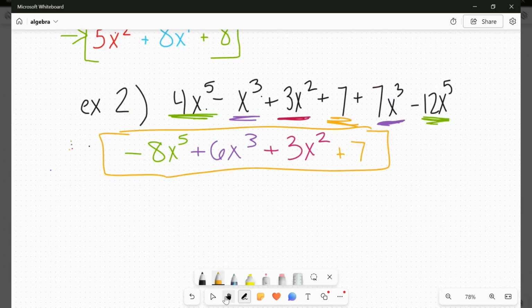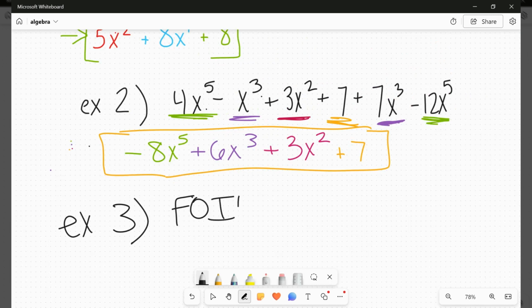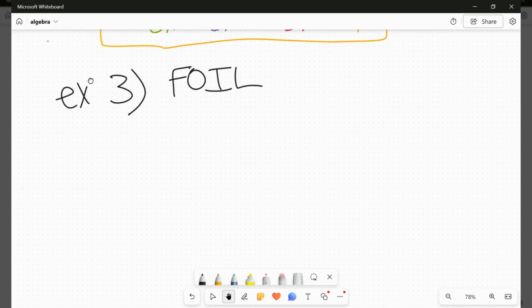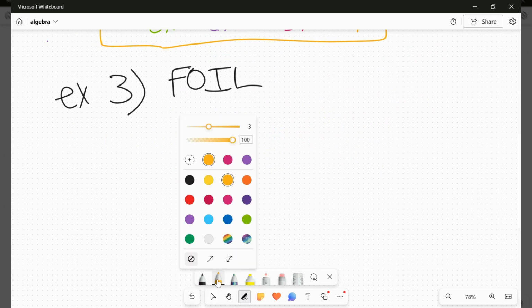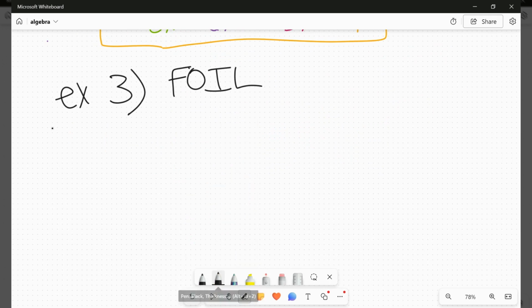Finally, we'll do one more example that's going to be a little bit more involved, and it's going to use another concept that you might be familiar with called foiling. If you're not familiar with what foiling is, please watch the video I will upload next on how to foil. So you can refer to that and then come back and pick up here, and you'll be able to do this example without a problem. So these are really common questions. You might even see something like this on the SAT.